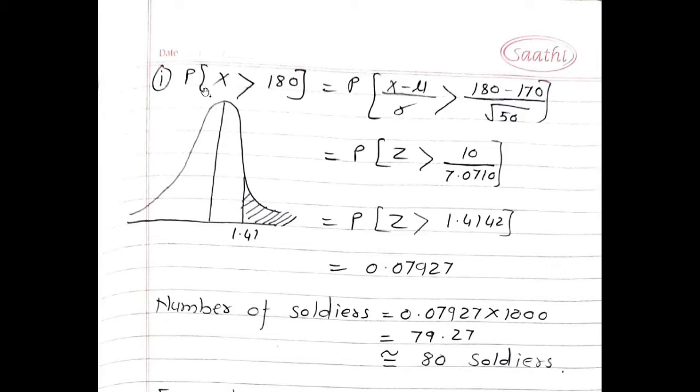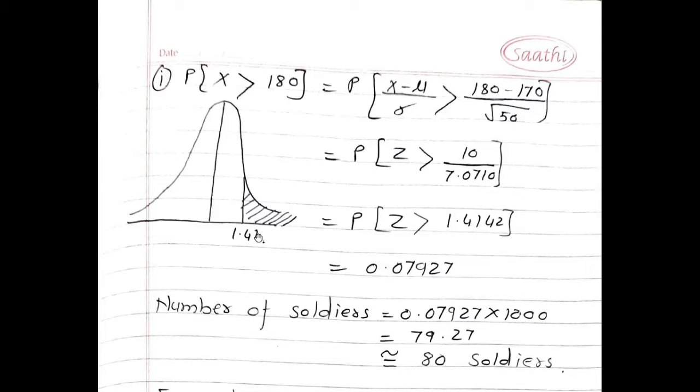So in the first part we want to find probability x greater than 180, which is equal to probability (x minus mu) upon sigma greater than (180 minus 170) upon root 50, which is equal to probability z greater than 10 upon 7.0710. So that is nothing but probability z greater than 1.4142. Now positive 1.4142 will come on the right hand side of the curve.